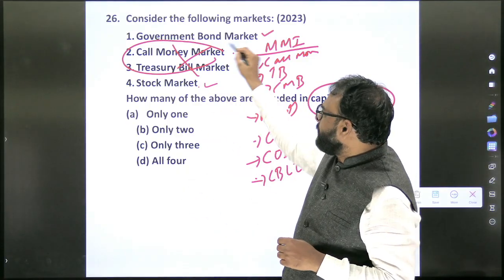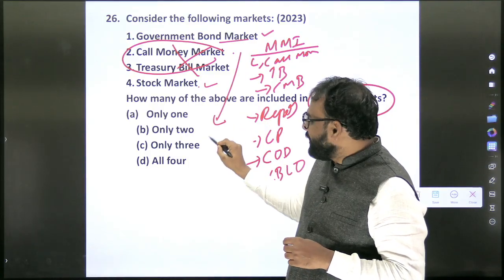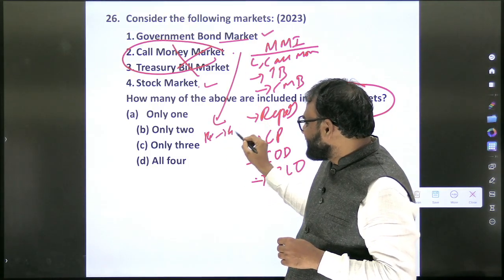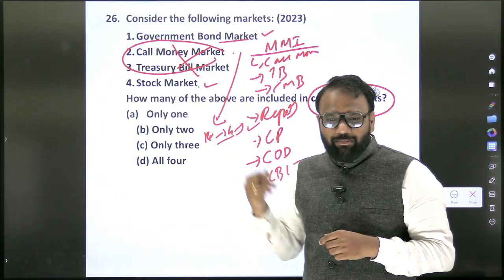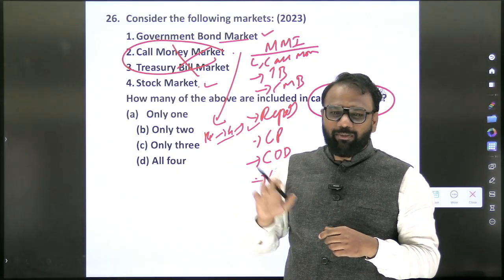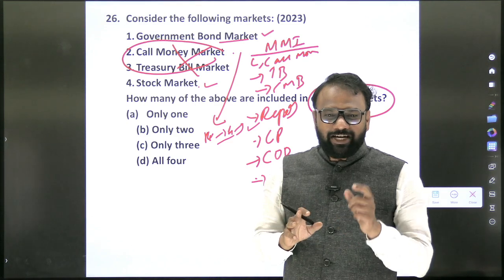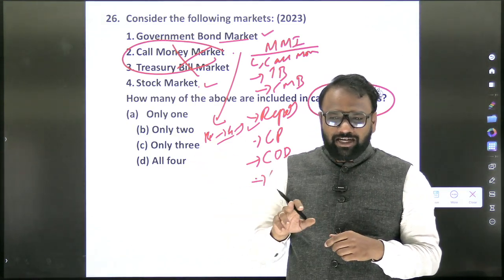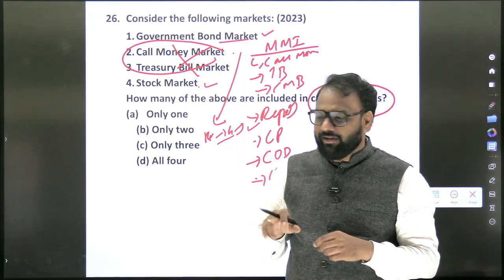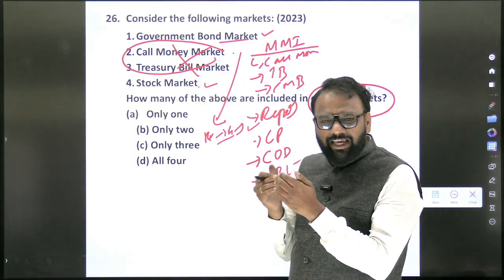Next, obviously, government bond market means we are speaking about dated government securities. Now, when it comes to treasury bills, can a state government issue a treasury bill? No, a state government cannot issue a treasury bill. When it comes to dated government securities, who can issue? Central government and state government. So these basic aspects we'll revise again.